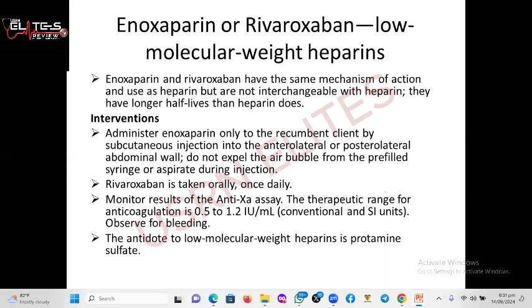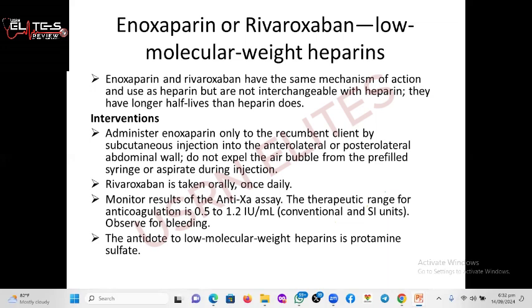Okay. So if I understand you well, this air issue deals with any injection that comes in a pre-filled form. Yes. If you have an injection that comes in a pre-filled form and there are air bubbles in there, don't expel the air out. Okay. Yes. Thank you.